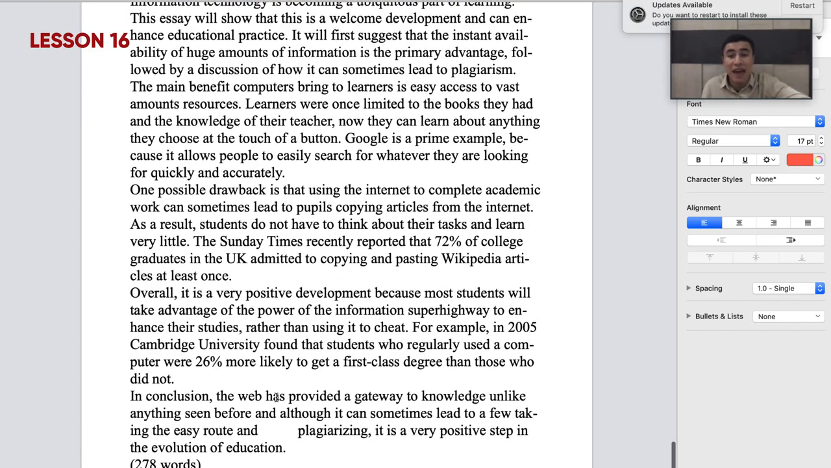In conclusion, the web has provided a gateway to knowledge unlike anything seen before, and although it can sometimes lead to a few taking the easy road and plagiarizing, it is a very positive step in the evolution of education. Now we are restating our opinion.